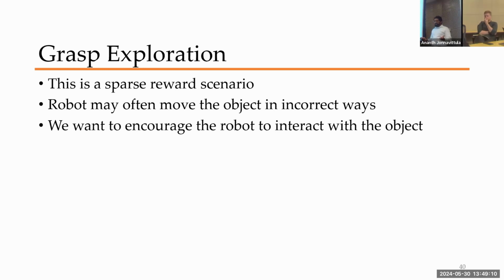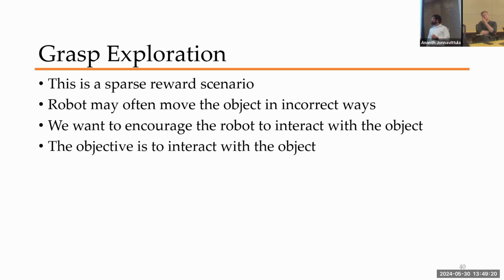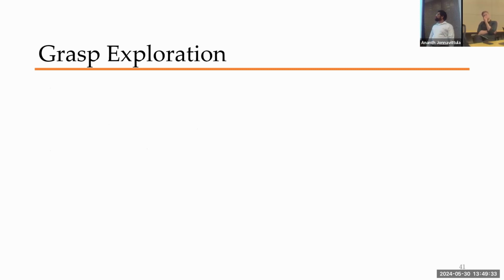So we changed the objective a little bit for grasp exploration, from can you optimize for rewards to we want to encourage the robot to interact with the object as much as possible. Using this objective, we force the robot to look for waypoints that are close to the object, because as it gets closer, it's going to start hitting the object more and more, and it's trying to get more and more of these waypoints.